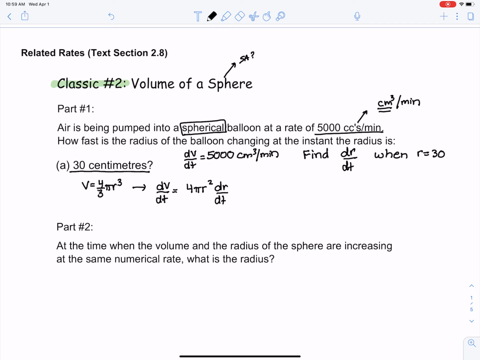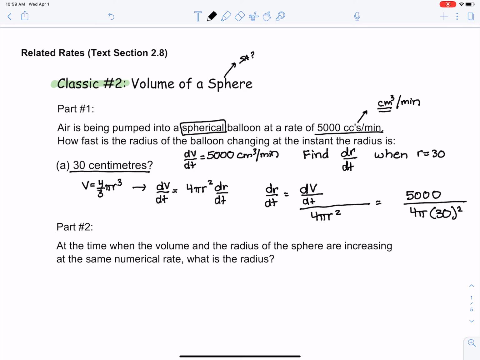Okay, so now we're ready to sub in our variables. dr/dt is what I'm looking for. I'm going to isolate for dr/dt by dividing dV/dt by 4 pi r squared. And I sub in my values now. So 5,000 divided by 4 pi, and my radius is 30, so 30 squared.